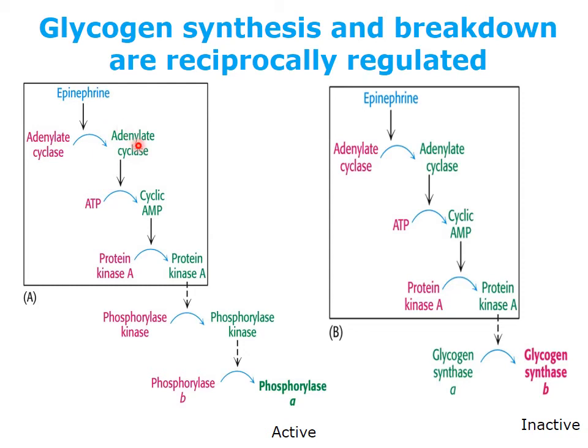So epinephrine activates adenylate cyclase, which produces cyclic AMP. Cyclic AMP activates protein kinase, which activates phosphorylase kinase, and ultimately the phosphorylase enzyme is active, whereas protein kinase makes the glycogen synthase enzyme inactive. So with inactive glycogen synthase, glycogenesis will be inhibited, whereas glycogenolysis will be stimulated by epinephrine and glucagon.